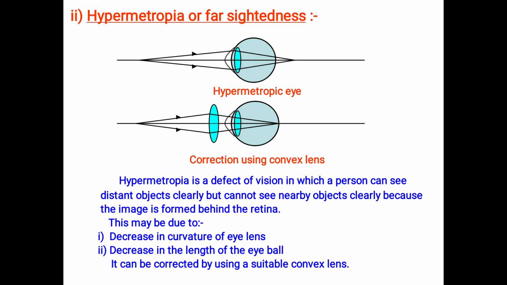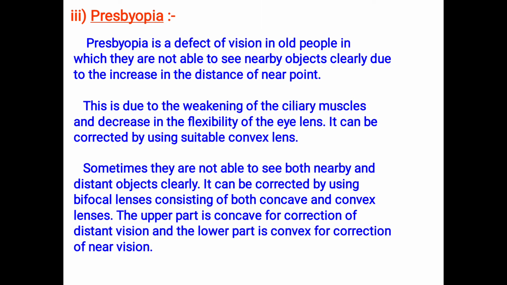So hypermetropia is a defect of vision in which a person can see distant objects clearly but cannot see nearby objects clearly, because the image is formed behind the retina. This is caused by a decrease in the curvature of the eye lens and a decrease in the length of the eyeball. It can be corrected by using a suitable convex lens, which has a positive focal length.